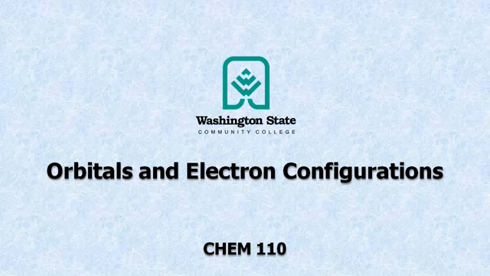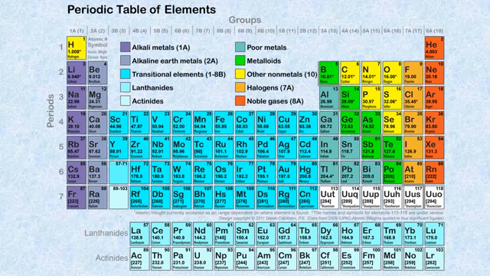This screencast is on orbitals and electron configurations. At the end of the screencast, you should be able to predict electron configurations and how many electrons are in the outer valence shell of an element. Here's the periodic table that we like to use, the black and white one. Please have one of these available for this screencast.